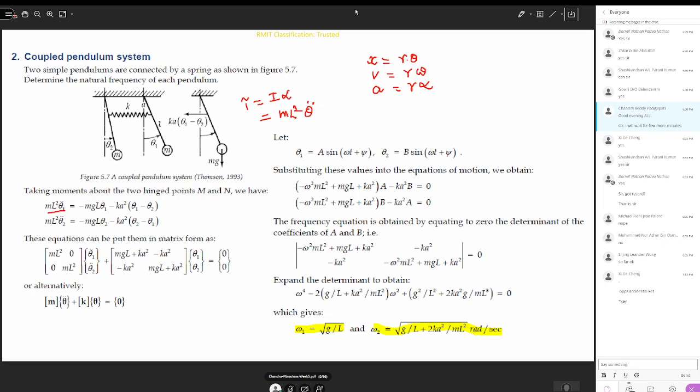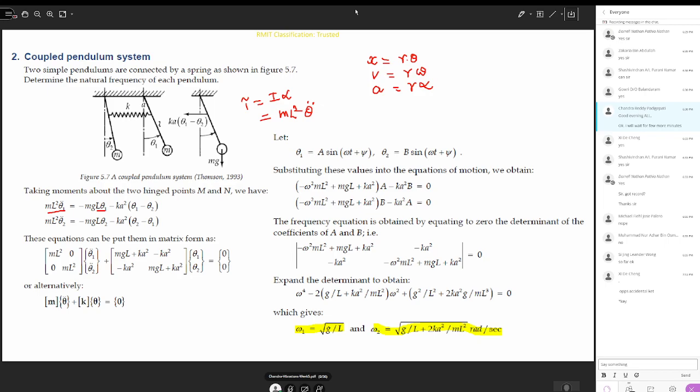Then the counteracting moments will be, due to the weight acting, mg into the horizontal displacement. You need to know the horizontal displacement, and for theta1 that will be L into theta1. So this is the moment due to the weight, or the gravitational force.